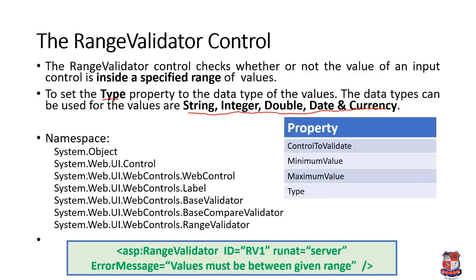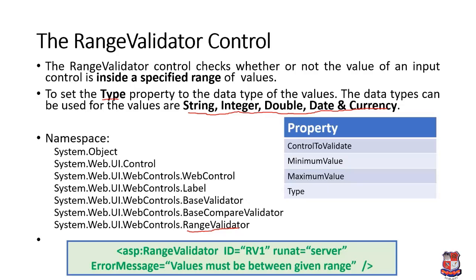The namespace available for the range validator control is System.Object, System.Web.UI.Control, System.Web.UI.WebControls.WebControl, System.Web.UI.WebControls.Label, System.Web.UI.WebControls.BaseValidator, System.Web.UI.WebControls.BaseCompareValidator, and System.Web.UI.WebControls.RangeValidator.